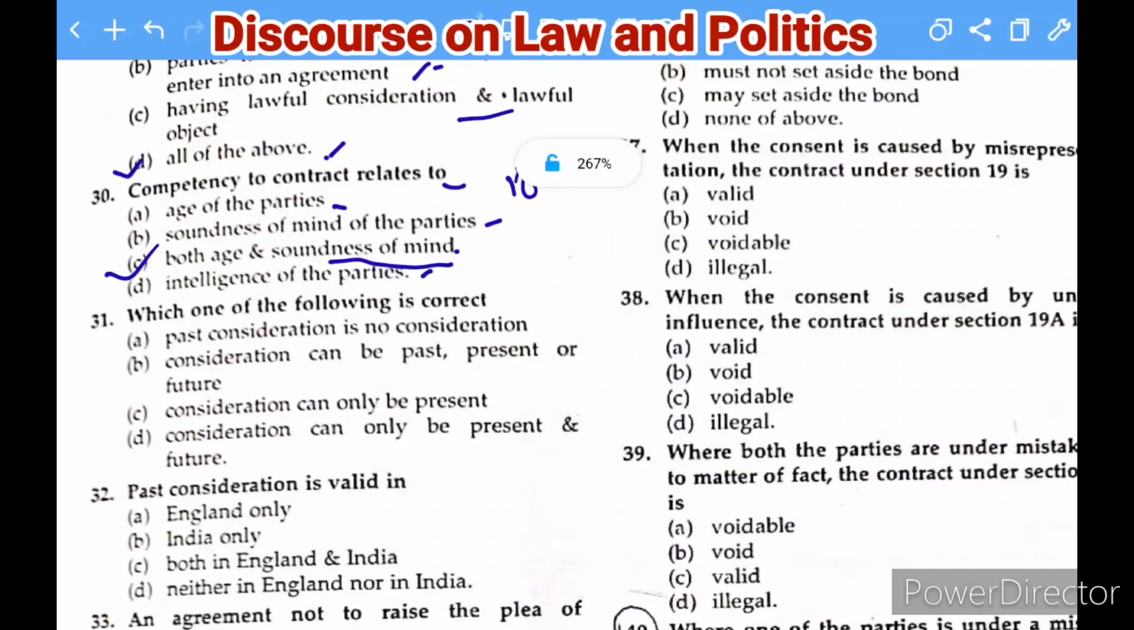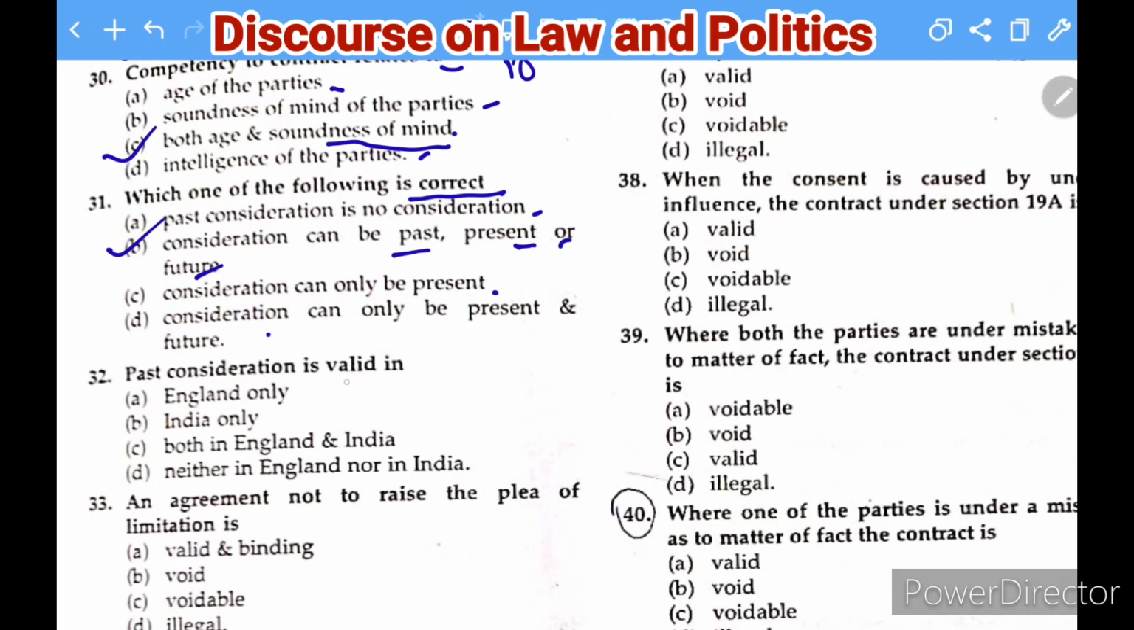Which one of the following is correct? We have to see which one of the following is correct. Past consideration is no consideration. Consideration can be past, present or future. The third is consideration can only be present. And the fourth one is consideration can only be present and future. So just give your answer immediately here. Which one is the correct answer here? I am looking for your response. Yes, the right answer is here. The consideration can be past, present or future.